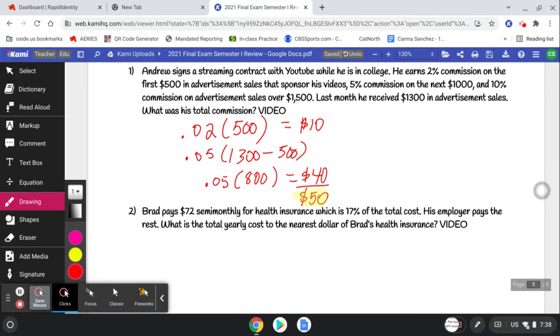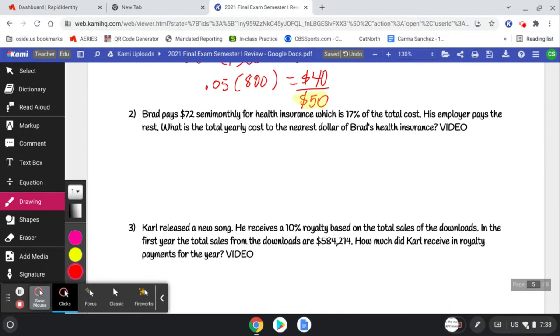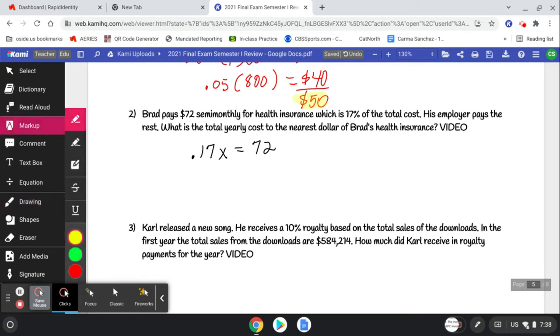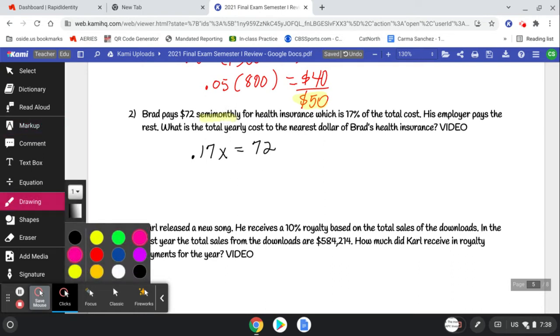Okay, Brad pays $72 semi-monthly for health insurance, which is 17% of the total cost. So yes, this problem keeps coming up. It's not going away. We must embrace it. So 17% of the cost is $72, and this is semi-monthly. So remember that some of the problems we've done were bi-weekly. Semi-monthly means 24 times per year.